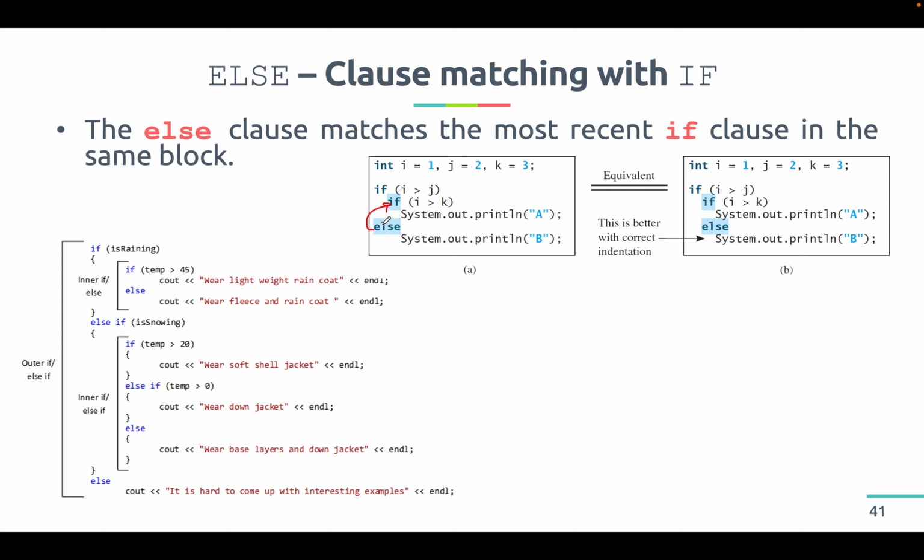If I wanted this else to belong to this if, then I have to write curly braces here to say that this is my if statement and this is the else for that if statement. Otherwise, if I don't write it, it will be understood that this else belongs to this if.